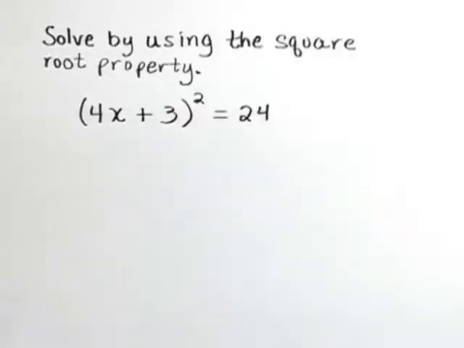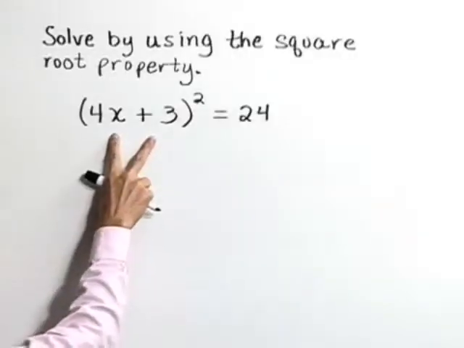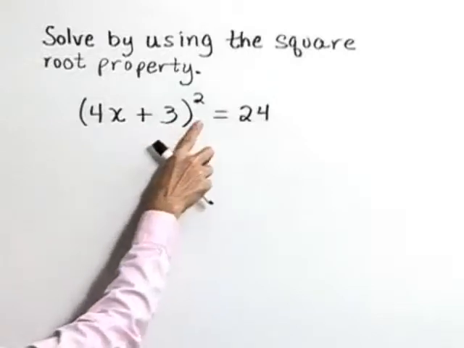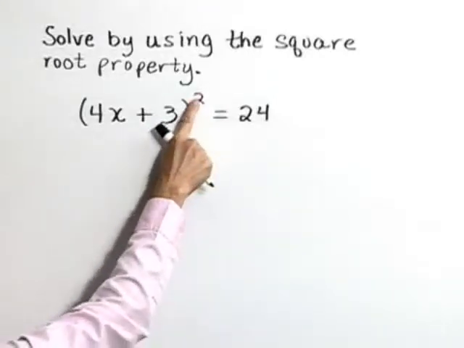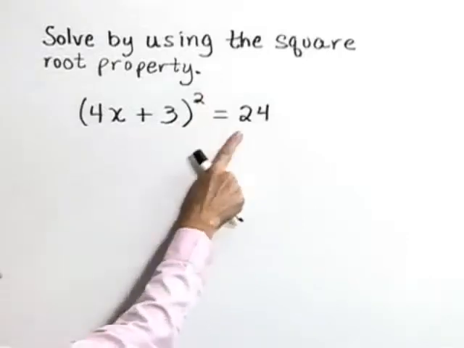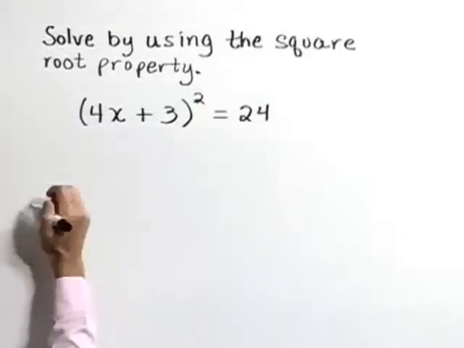Solve by using the square root property. We have the quantity 4x plus 3 squared is equal to 24. Let's start by getting rid of our exponents by taking the square root of both sides.